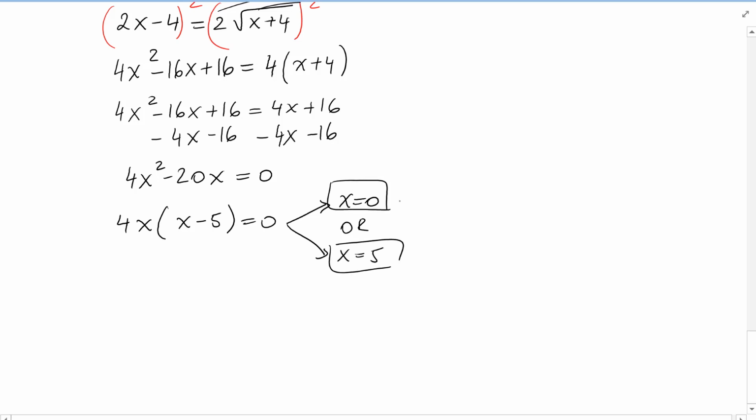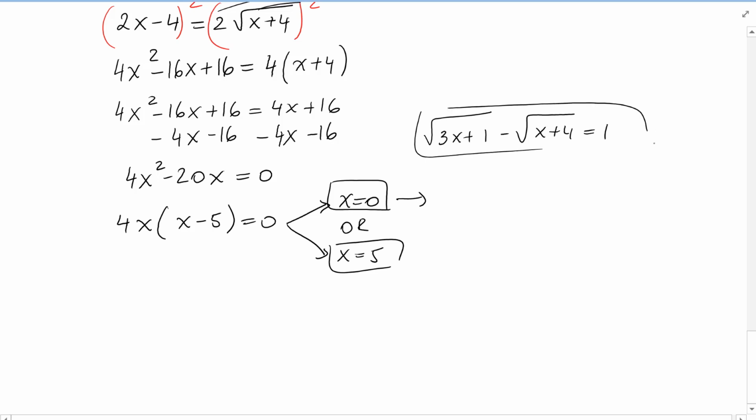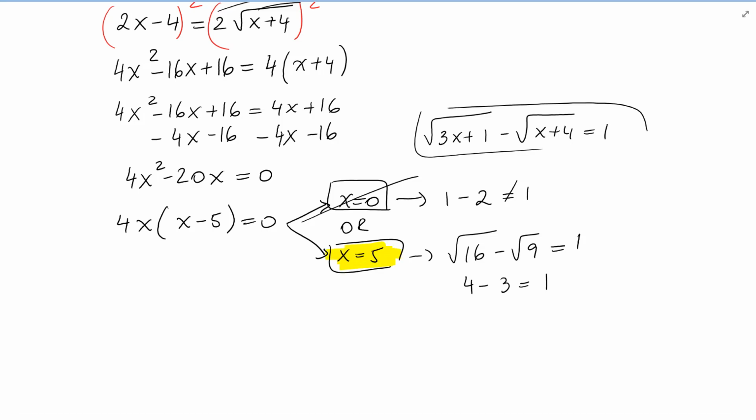Now what do we do? We check them. So let's not forget the original equation was square root of 3x plus 1 minus square root of x plus 4 equals 1, right? That's the original one. So when we replace x with 0, we get 1 minus square root of 4, which is 2, equals 1. No, it doesn't. So this one is not a solution. And the other one, square root of 16 minus square root of 9 equals 1. Well, 4 minus 3 equals 1. So there is only one solution. Even if x equals 0 was a nice number, we have only one solution.